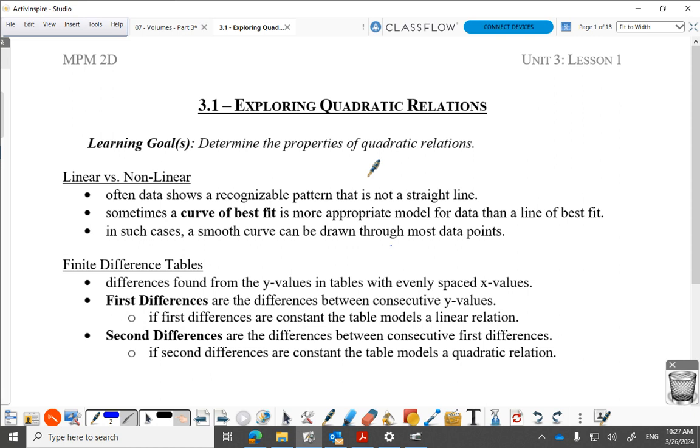Often data shows a recognizable pattern that is not a straight line. Sometimes a curve of best fit will be better. So what we've been doing up till now, everything we've done up till now, had some kind of straight line. And in science, when you do these things, if something looks like a straight line, you'll treat it as a straight line. But you must know that can't be the only option.